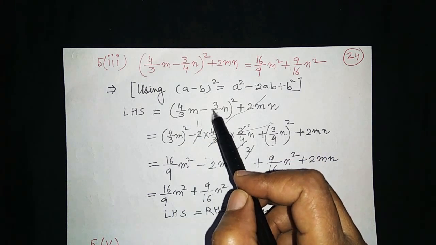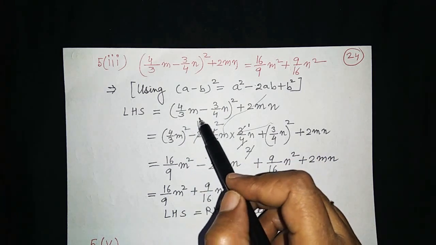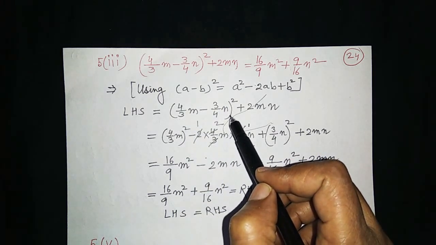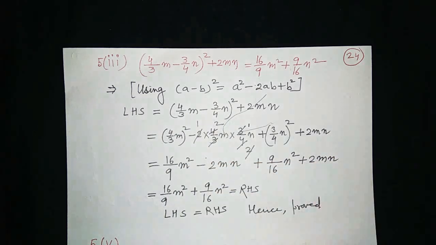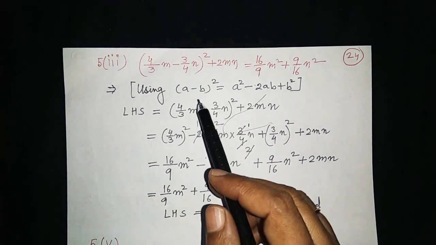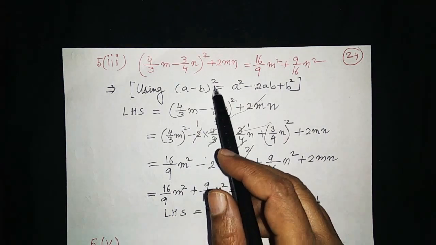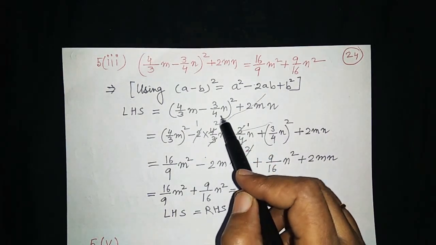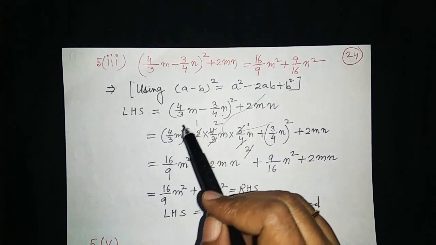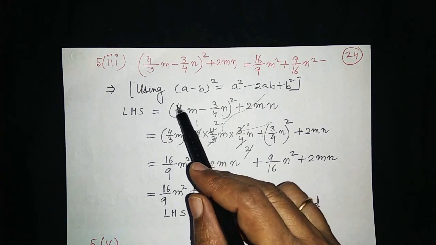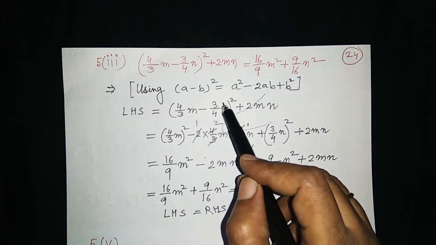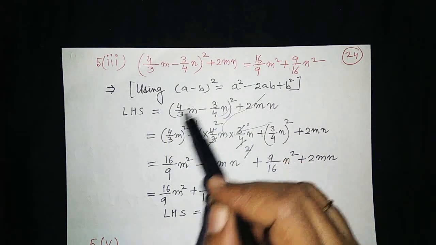Here we will see that (4/3m − 3/4n)² is in the form of (a − b)². Okay, so this identity we will use here. After this we will see what is a. A is 4 by 3m and b is 3 upon 4n.